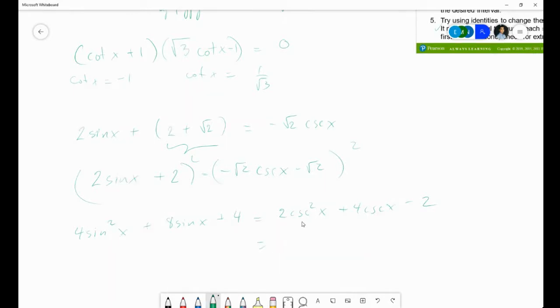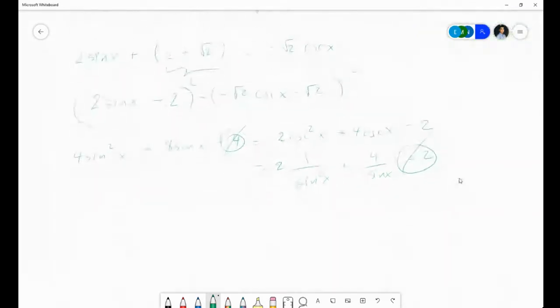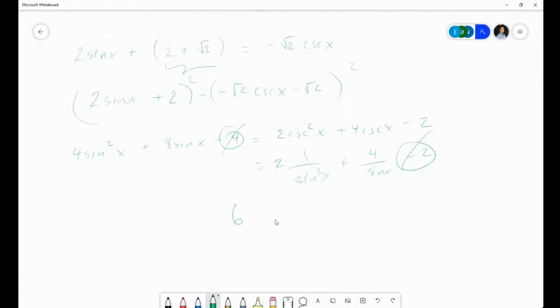So I can actually find the reciprocal. So 1 over cosecant, which is sine square x, plus 4 over sine x minus 2. And I can probably combine some values here. So let's bring this one and this one. That would give me 6. And I can probably multiply each one of them by sine square. So I'm going to multiply both sides by sine square so I can get rid of this sine square. So let's do that.